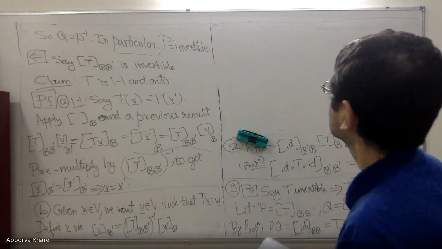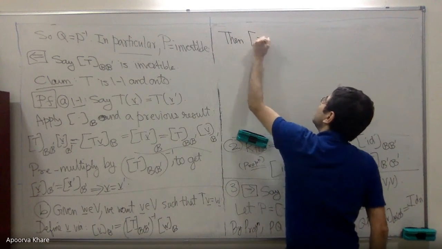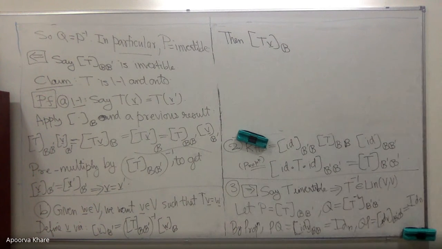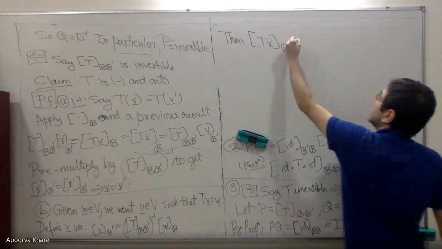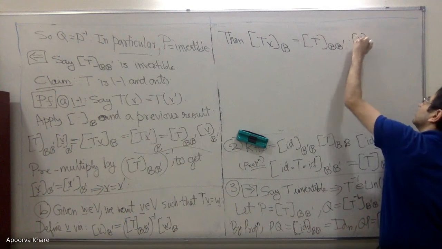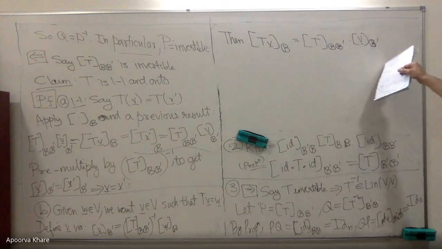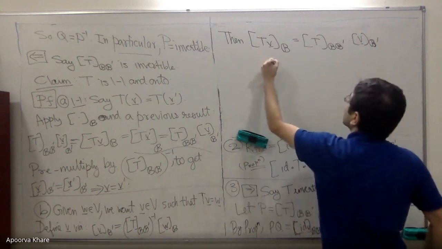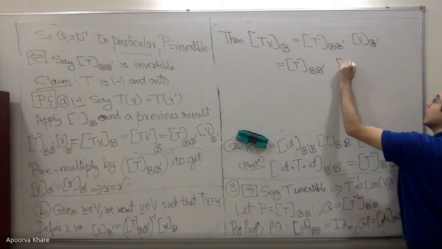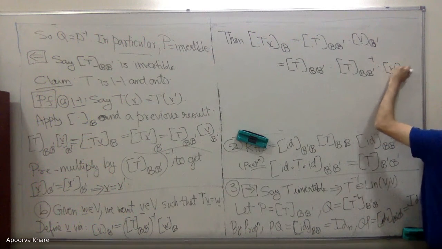Okay, fine. Let's say it. Now then TV, let me say with respect to B, is what? It is T BB prime times BB prime. That's by class again. But with BB prime we have a formula for that. This is equal to T BB prime times T BB prime inverse times W B.